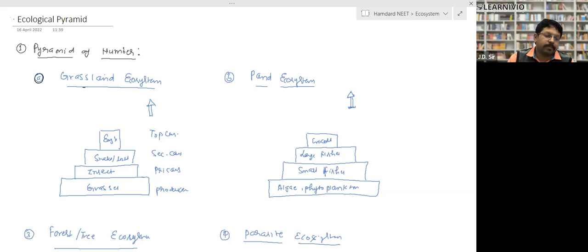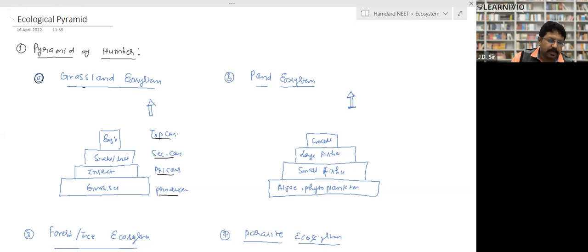You will be asked to draw the labelled diagram of the grassland ecosystem, pond ecosystem, and all that. Look, first we have taken the example of the grassland ecosystem. At the base of any pyramid there is always the producer. First it will be the producer, then the primary consumer, then the secondary consumer, then the tertiary or top consumer, right? We did the same thing over here.